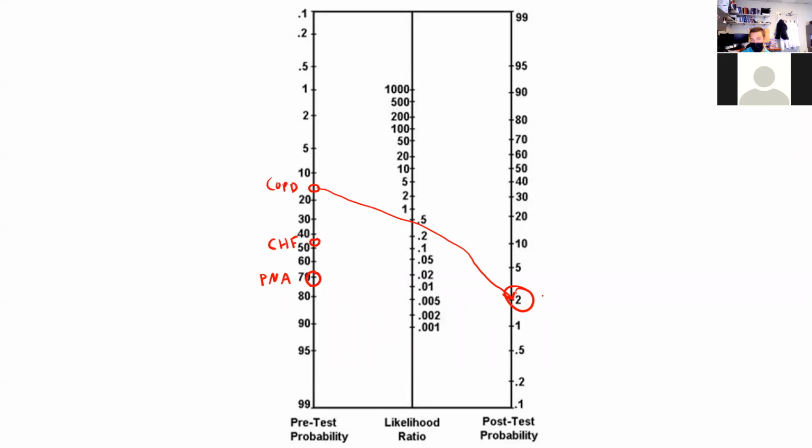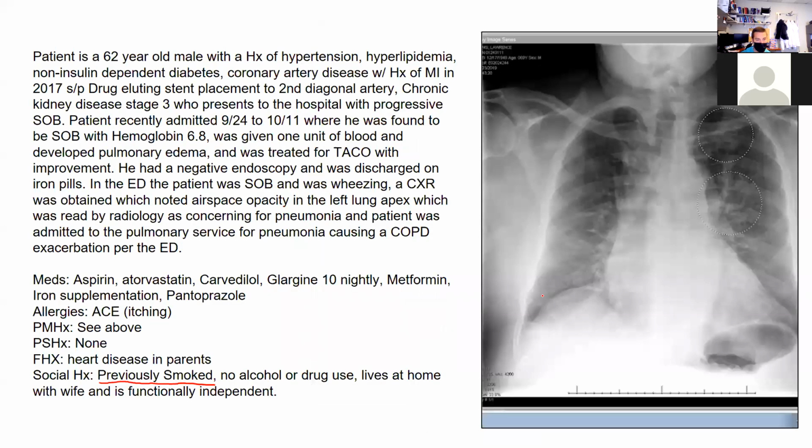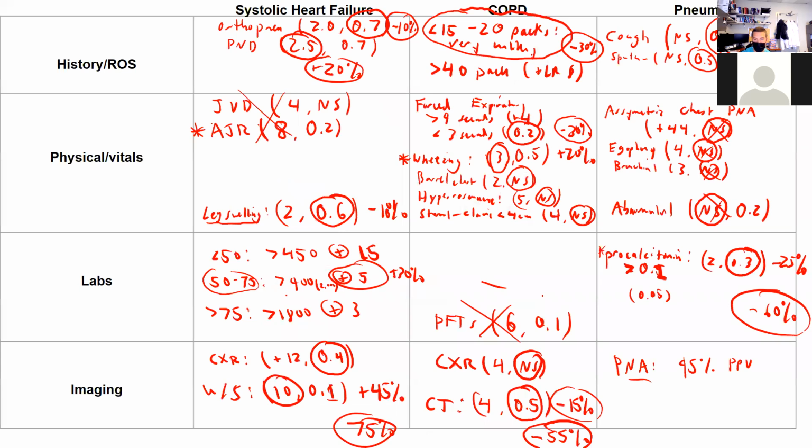But so many people get this diagnosis of COPD and no one ever did PFTs, and they don't even have physical exam findings consistent with it. So always something to watch out for. It's a very common loose term. So COPD is not likely anymore.